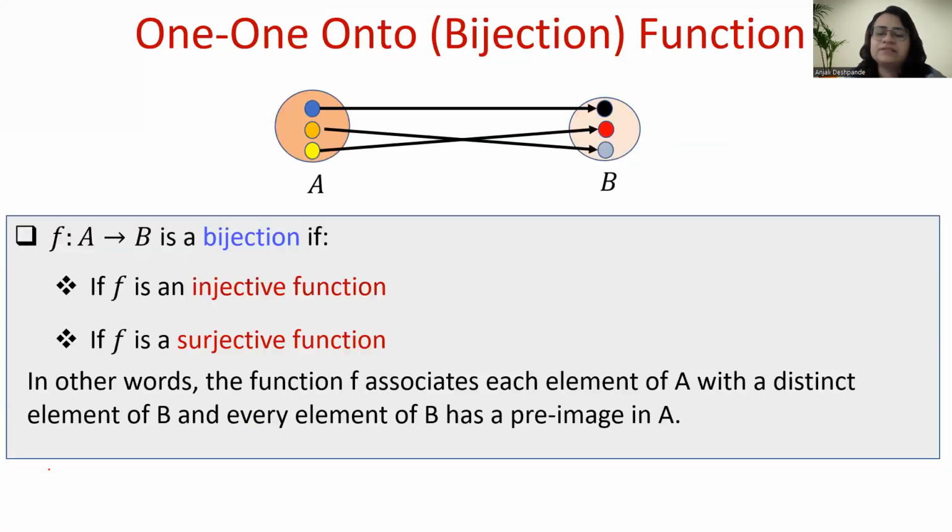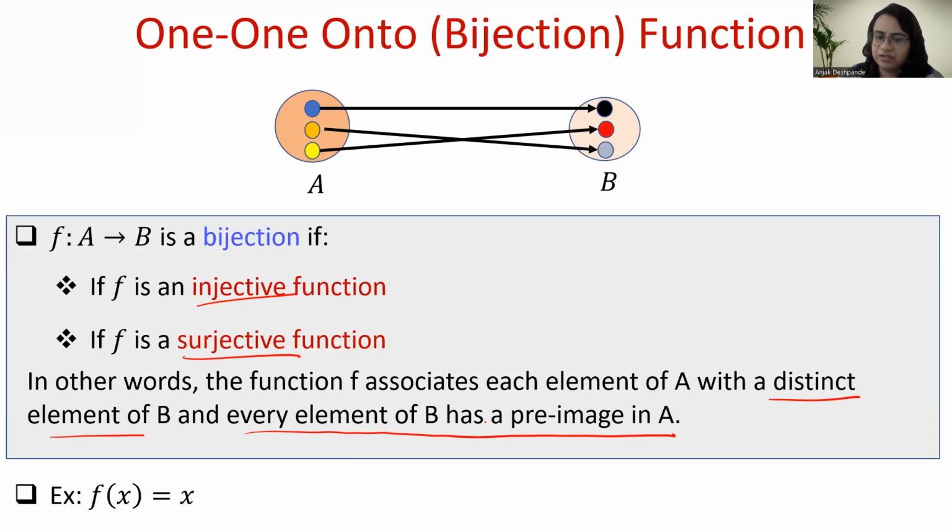Now, next is the bijective function. A function which is both one-to-one and onto is called a bijection. In other words, the function f associates each element of A with a distinct element of B, and every element of B has a pre-image in A. So that is a bijective function.